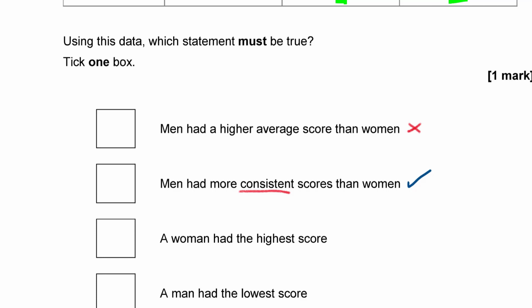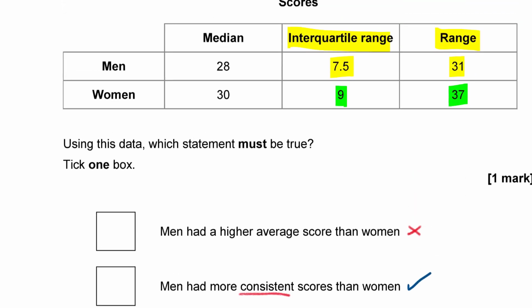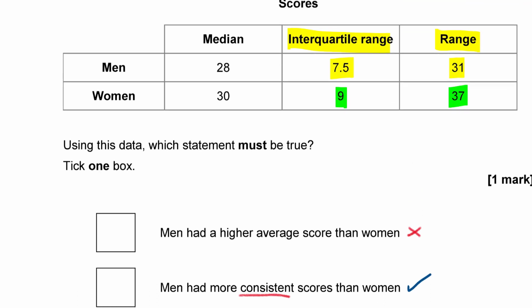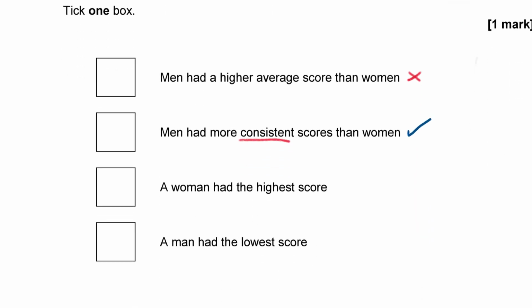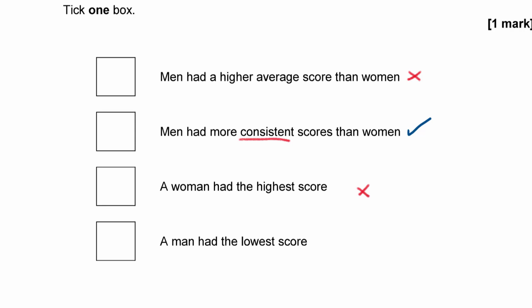Women had the higher score. Well, there is no way of telling that from the data. You can't see which is the highest score. You can see that the range is widest for women, but that isn't going to tell you definitely that it's going to be the higher one. They could have the lowest score, and then 37 above the lowest score would still not be the highest score. So we can't tell from that one. It's unclear if that is true or not.